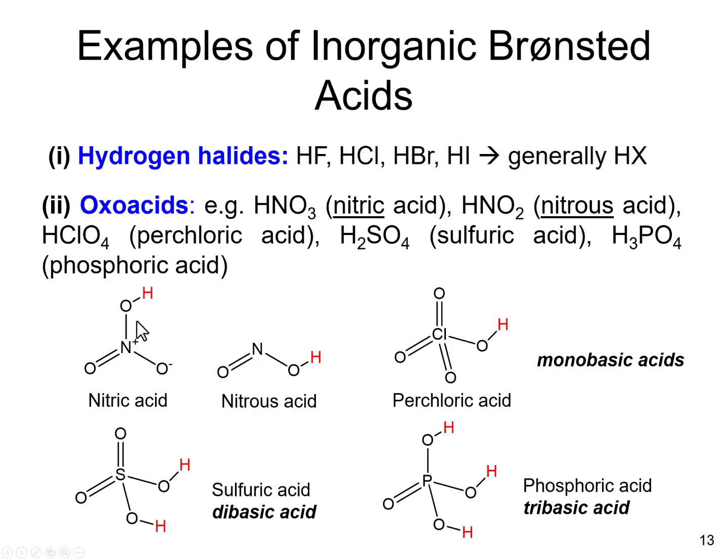Now what you can see here in all of these oxoacids is an oxygen which has a double bond to the central element. So that is the essential requirement for something to be called an oxoacid. The other oxygen, which contains a single bond, usually carries the hydrogen atom to be donated.